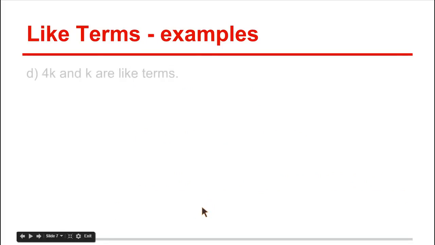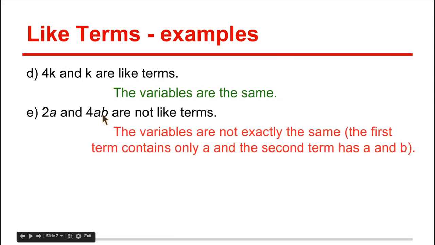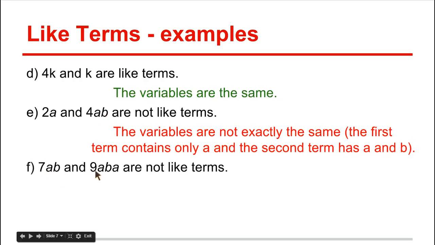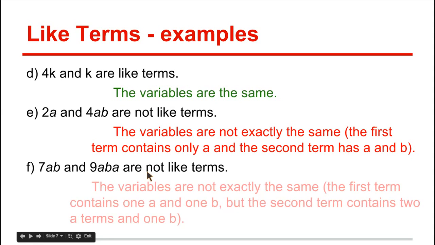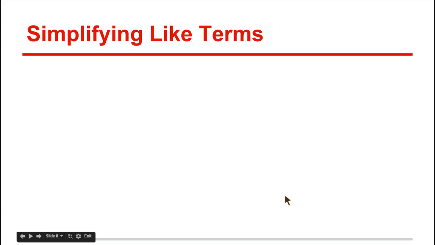A couple more examples. 4k and k are like terms because the variable is the same. Even though the k doesn't have a coefficient, the variable is the same. Here 2a and 4ab are not like, even though they both contain a, this also contains a b, so they are not like. 7ab and 9aba are not like terms. The variables are not exactly the same. The first term contains 1a and 1b, but the second term contains 2a's and 1b.